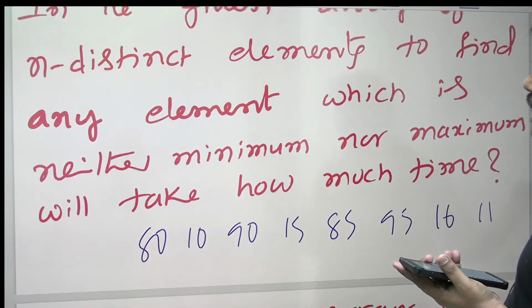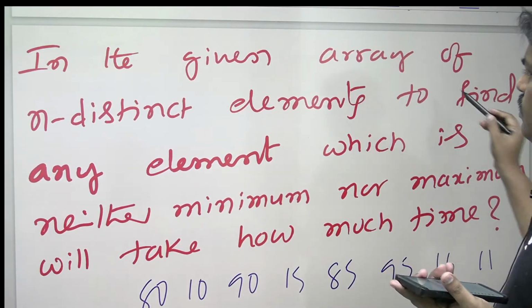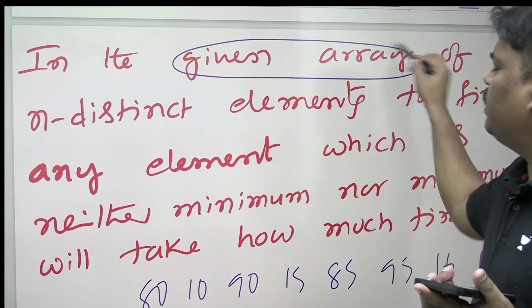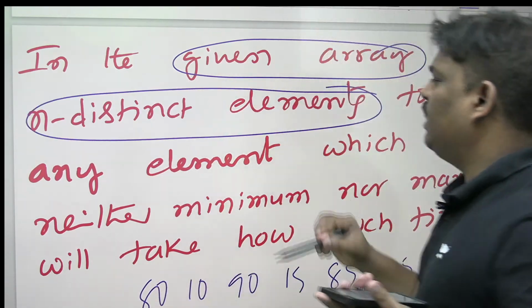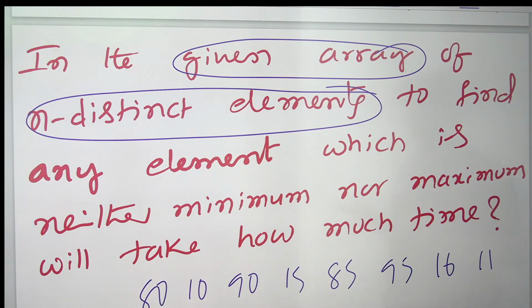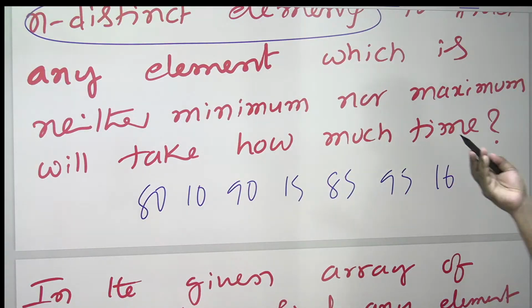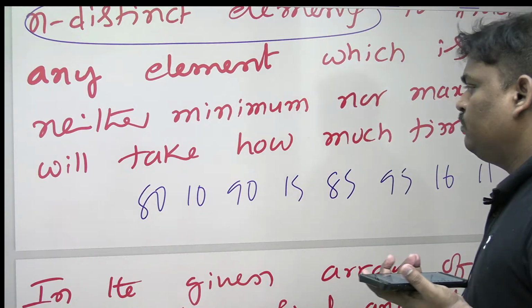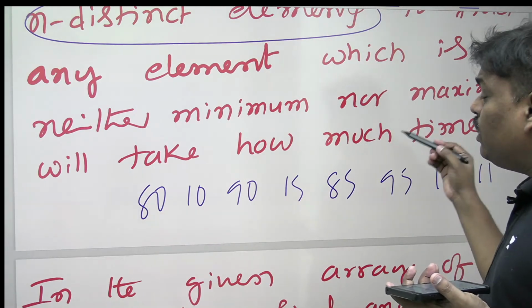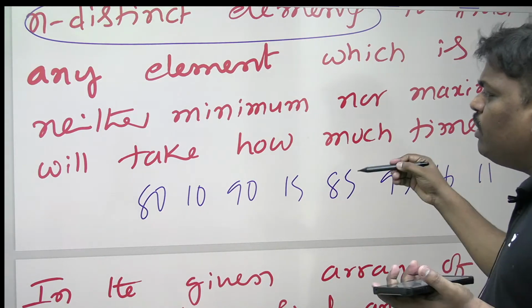Can you see this problem? Is it a sorted array? No, the given array is not sorted. One more thing: distinct elements? Yes, distinct elements. The array may or may not be sorted. In this array, you have to find one element which is neither minimum nor maximum.